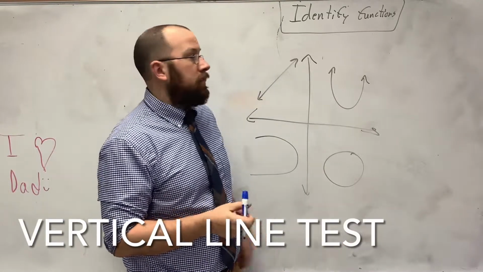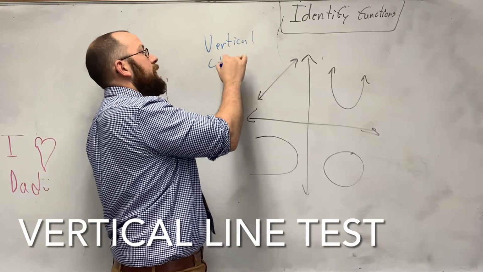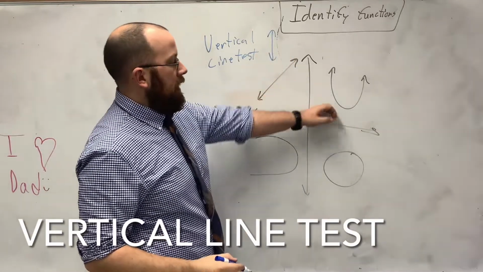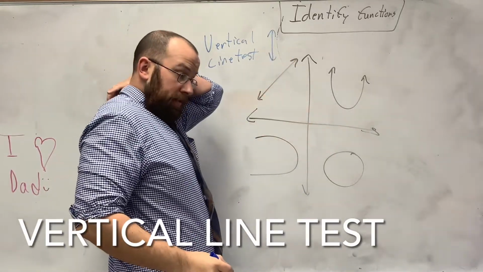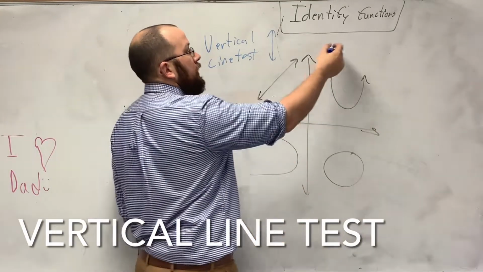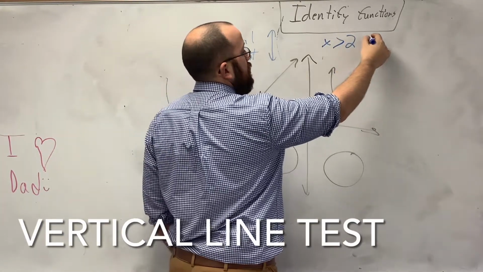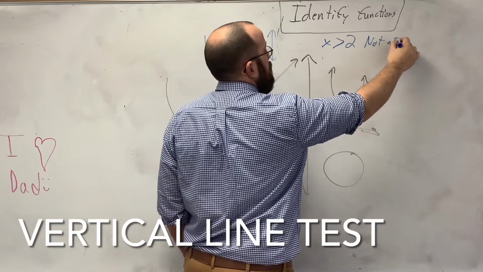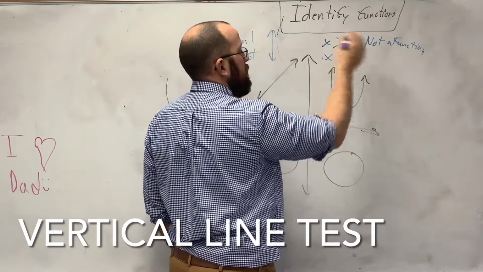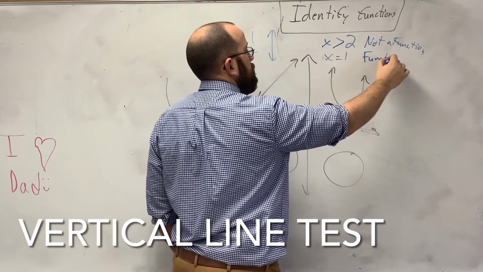This one is not hard. This is called the vertical line test. The vertical line test is you just draw a vertical line, which is up and down, through any of the images that you've graphed. If it hits 2 places, then it is not a function. So anything greater than 2, it is not a function. If it hits just that one place, then it is a function. So this is very simple.